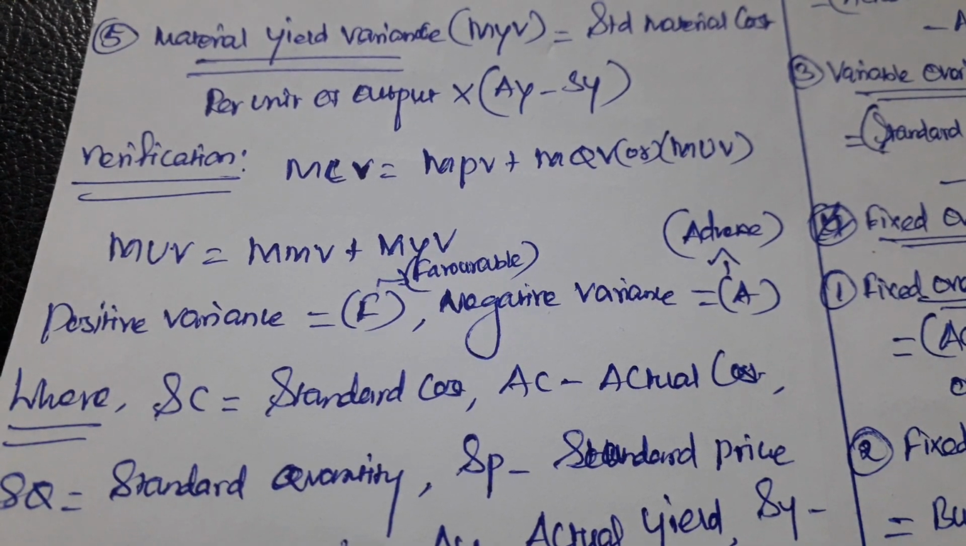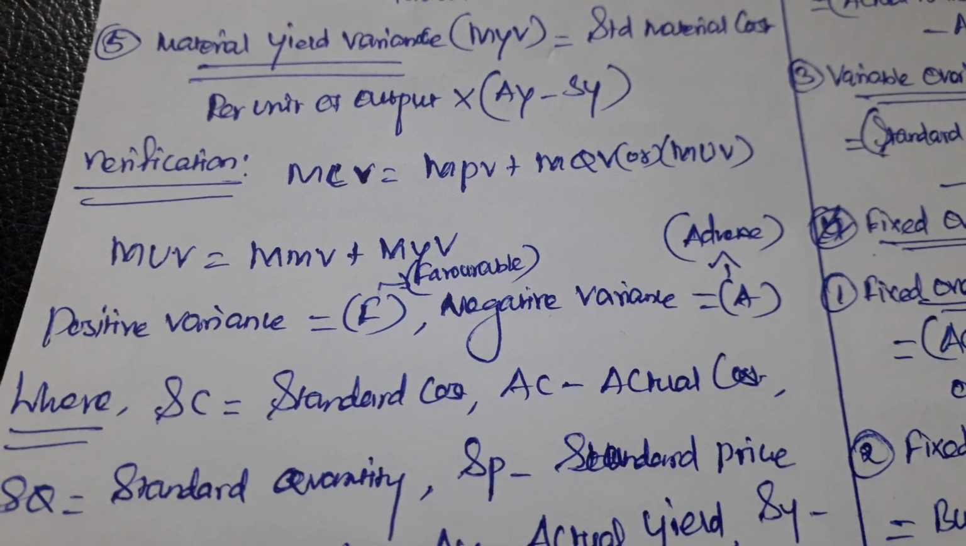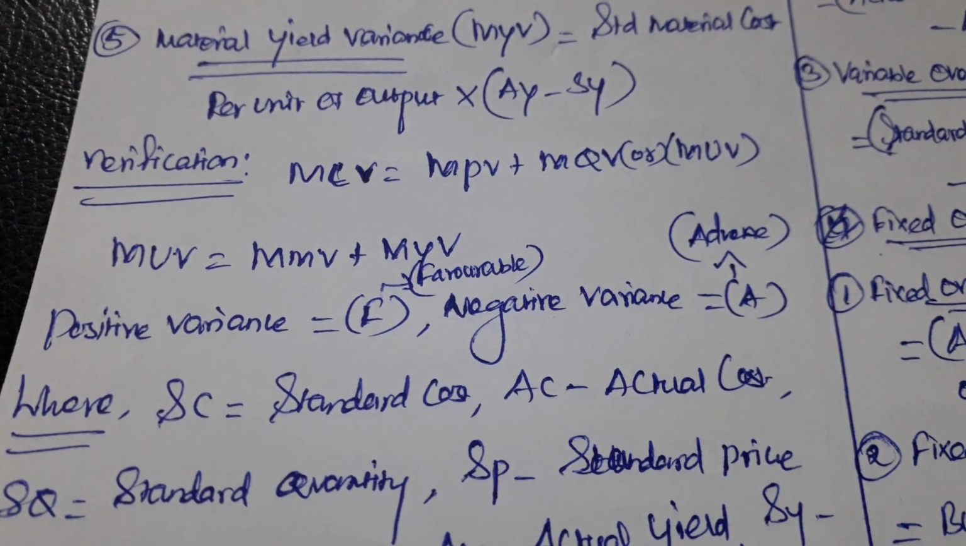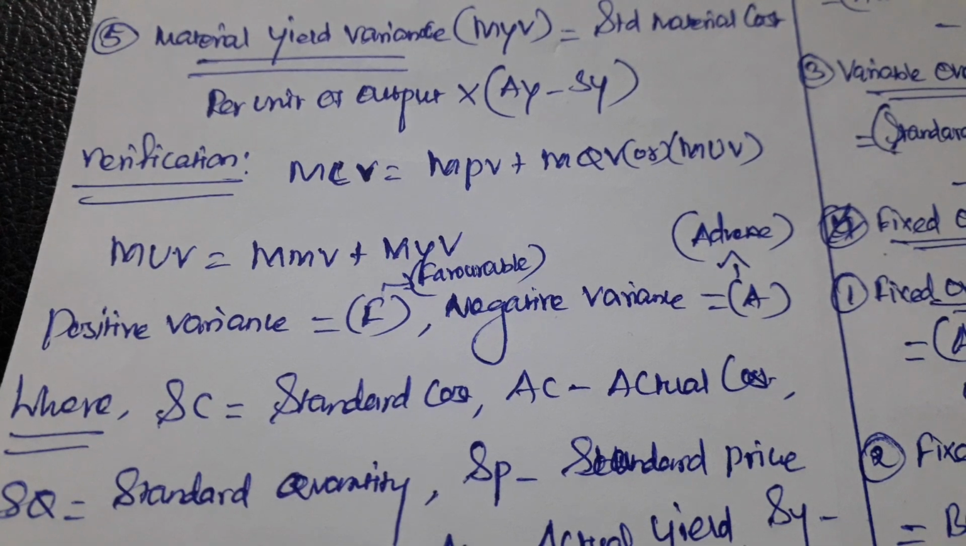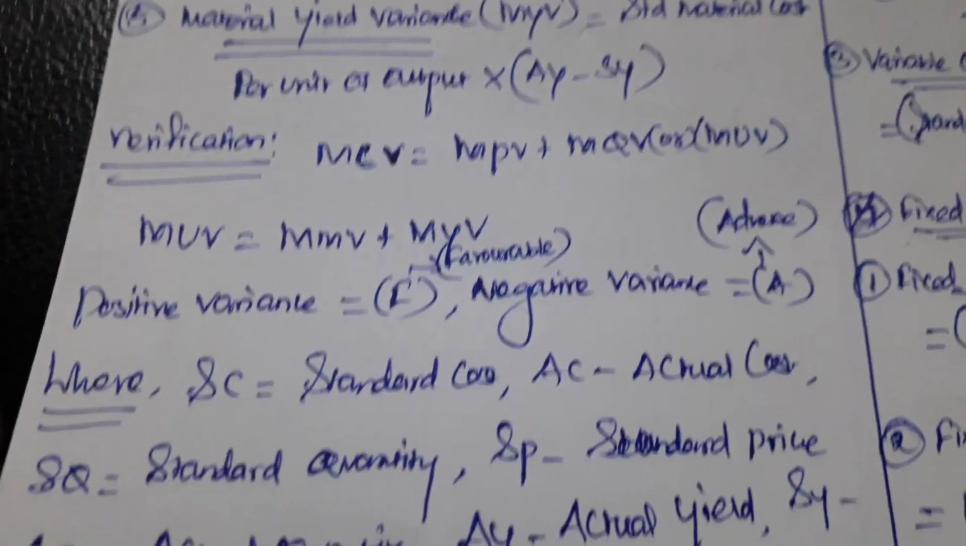After finding the variance, we can get two kinds of variance. One is favorable variance, and the negative variance is also called adverse variance.